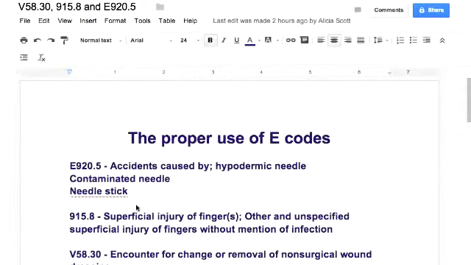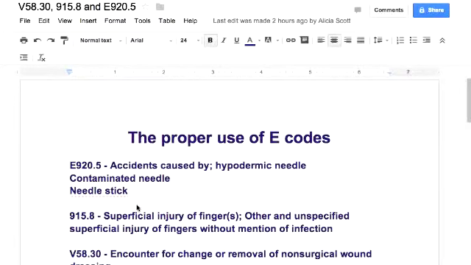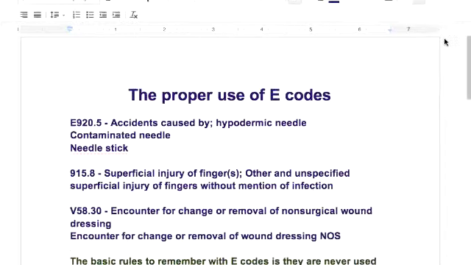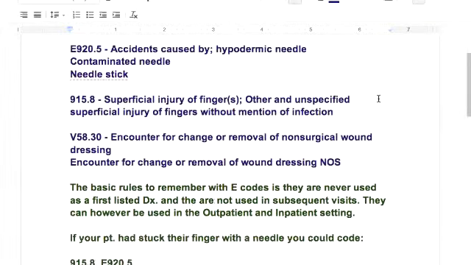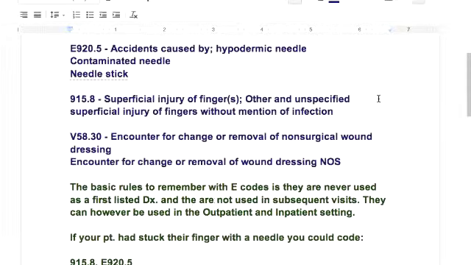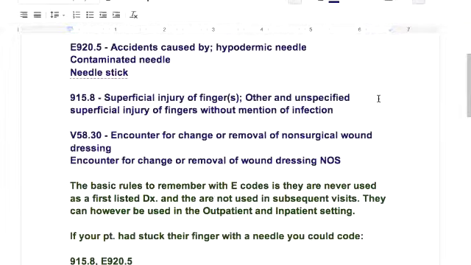Okay, for the E920.5, accidents caused by hypodermic needle, contaminated needle, or a needle stick. That's what she's looking at. That would be the proper E-code. 915.8, superficial injury of finger, other and unspecified superficial injury. That is the other code that would be able to go with that.